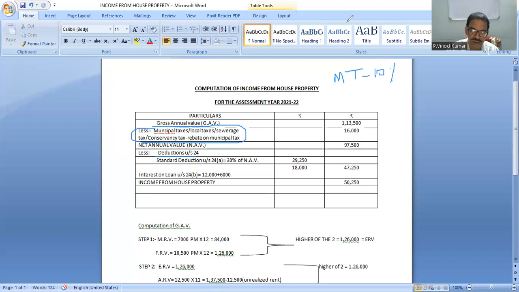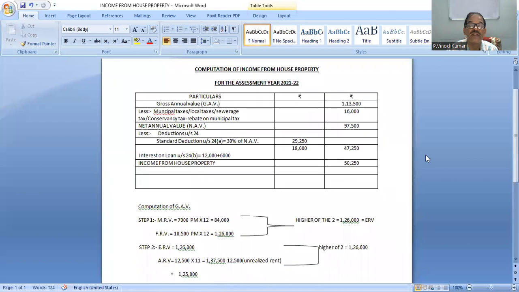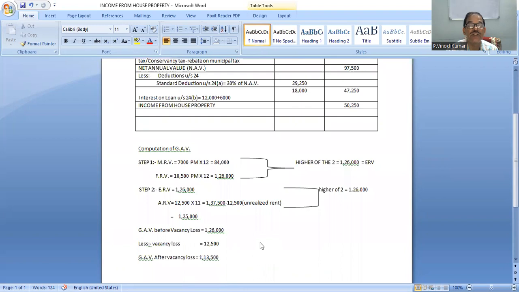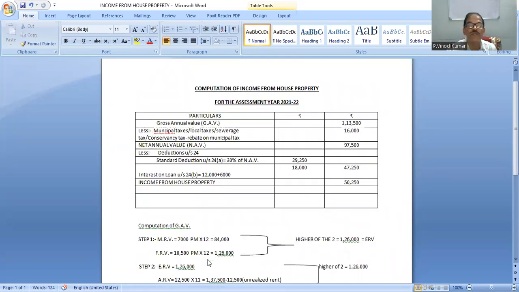Okay, if the tenant does not pay the rent, that is called unrealized rent. You have to subtract unrealized rent from the actual rental value. And if the house is vacant for some duration, you have to subtract the vacancy loss from GAV. Then you will get what is called the actual gross annual value after vacancy loss. So this is how to calculate income from house property.